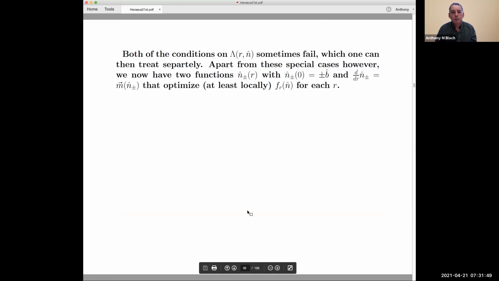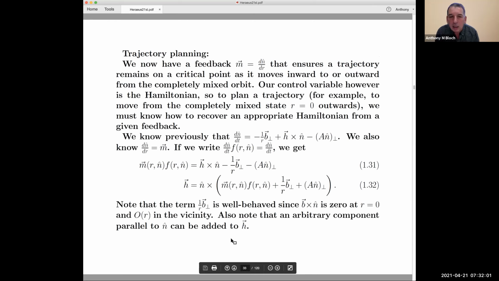Sometimes these invertibility conditions fail, but you can actually still deal with that, so I won't worry too much about it. But the idea is you now have a sort of feedback condition, m equals dn by dr, that ensures that a trajectory remains on a critical point as it moves inward or outward from the completely mixed orbit at the origin. And that's really what we wanted to do, but we want to translate that into the quantum or Hamiltonian setting.